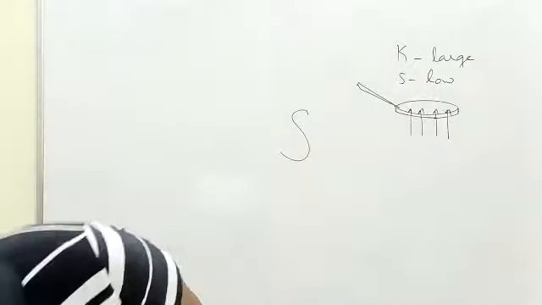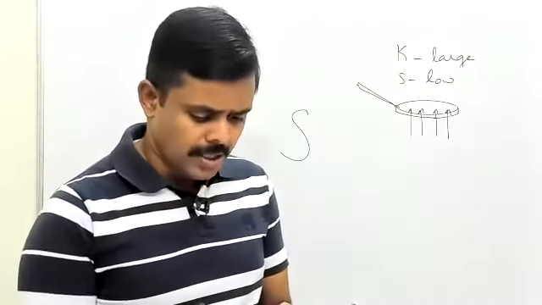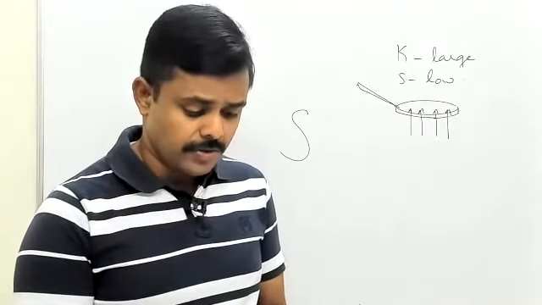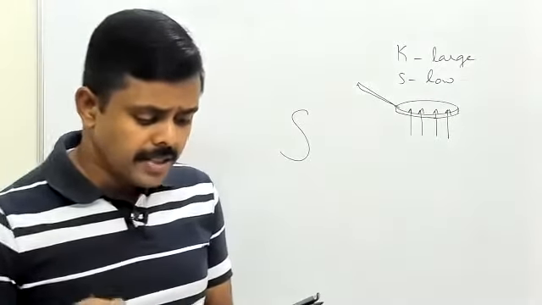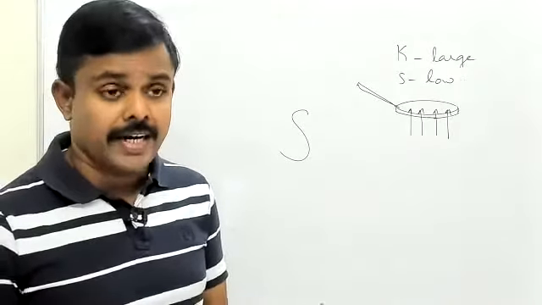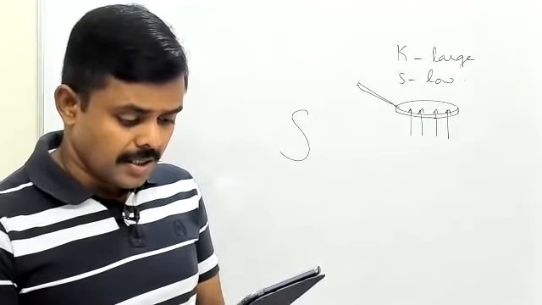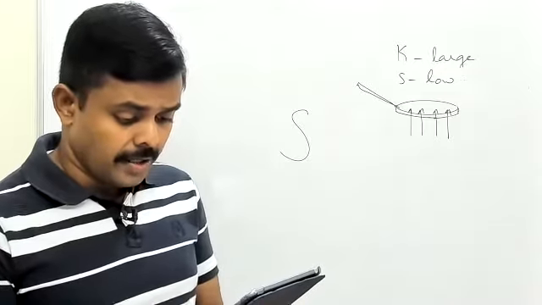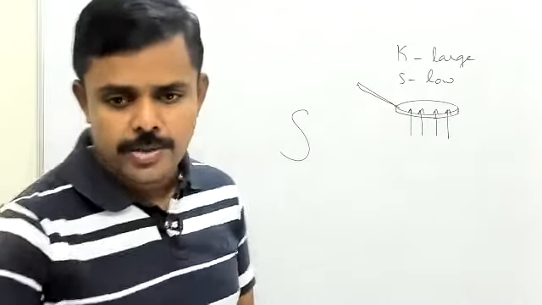This question has been asked 1, 2, 3, 4, 5, 6, 7 times so far. The answer is low specific heat capacity and high conductivity. So the answer is option D, low specific heat and high conductivity. Did you understand?